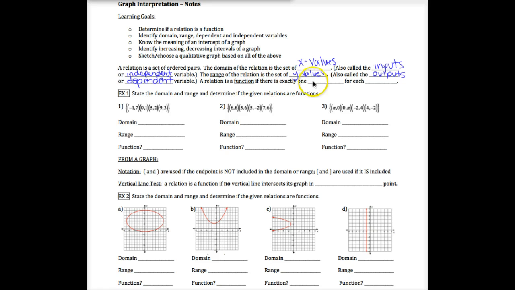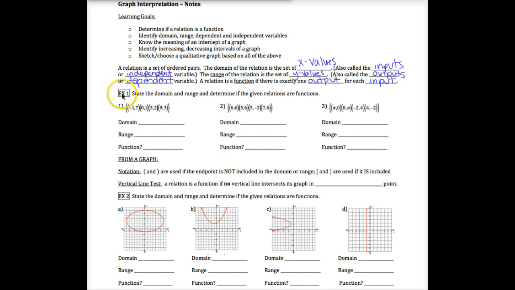A relation will be a function if there's exactly one output for each input. So if you put 3 into the function 5 different times, you're going to get the same result every time. That's what it means that there's one output for each input.